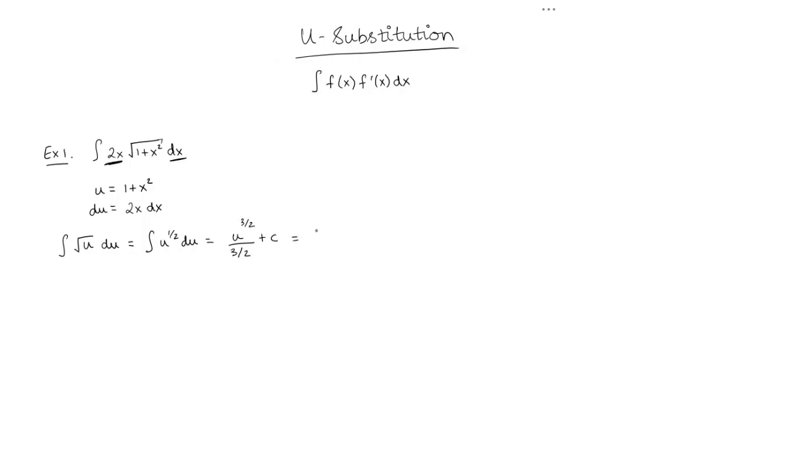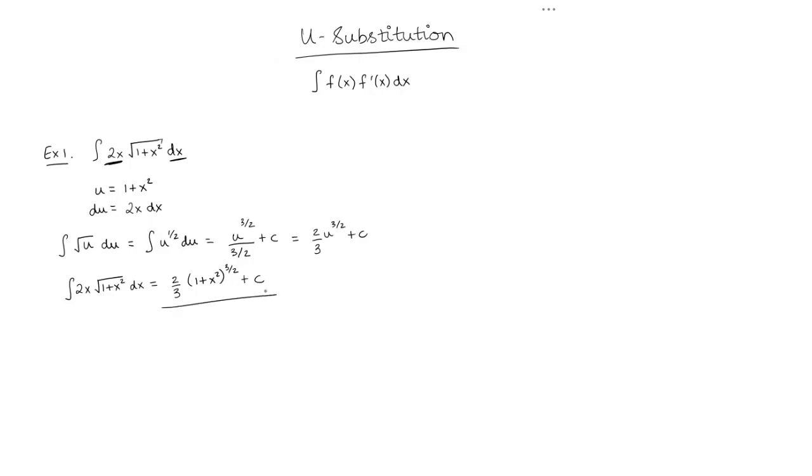Now let's simplify a little further. I have 2/3 u to the 3/2 plus c. I'm done integrating, but this is not my final answer, because my question was given to me in terms of x's. So I want to convert my u back to x's. Instead of u, I'm going to write 1 plus x squared. So I have 2/3, 1 plus x squared to the 3/2 plus my constant of integration, c.